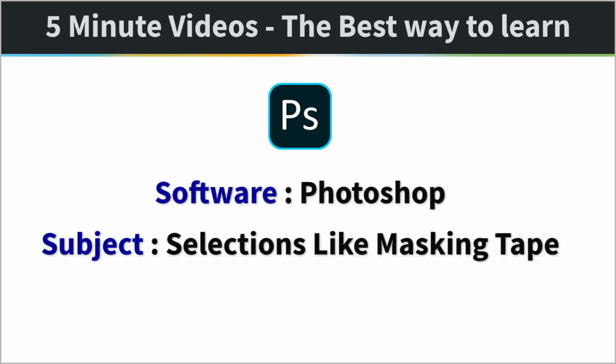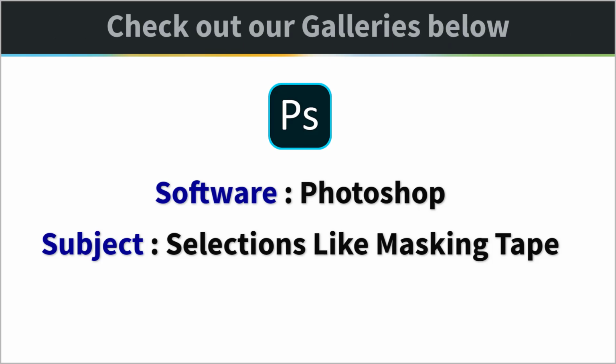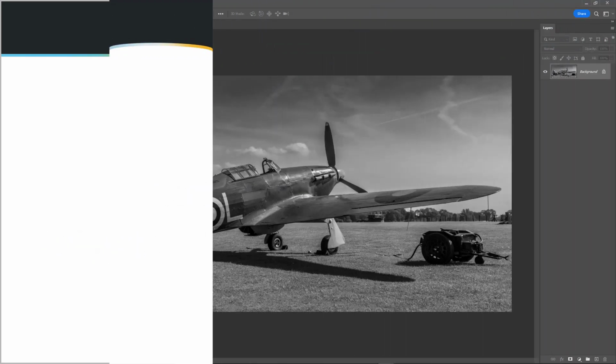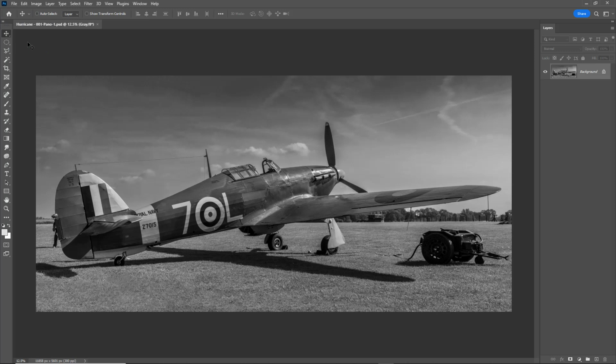With selections in Photoshop, we often think of complex cutouts and composites. But I often use selections a bit like masking tape to protect one area while I repair another. Here's an image from a recent 5-minute video, I'll link to that one below, where there's a person just behind the tail of this aircraft, and I didn't notice them at the time.